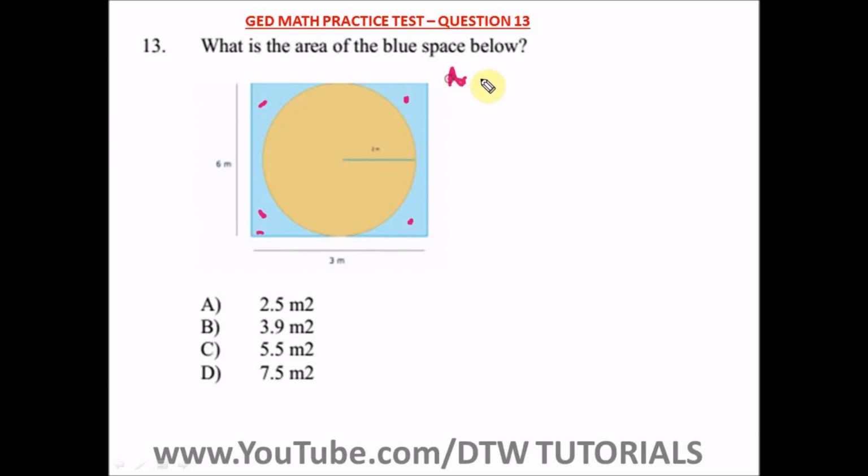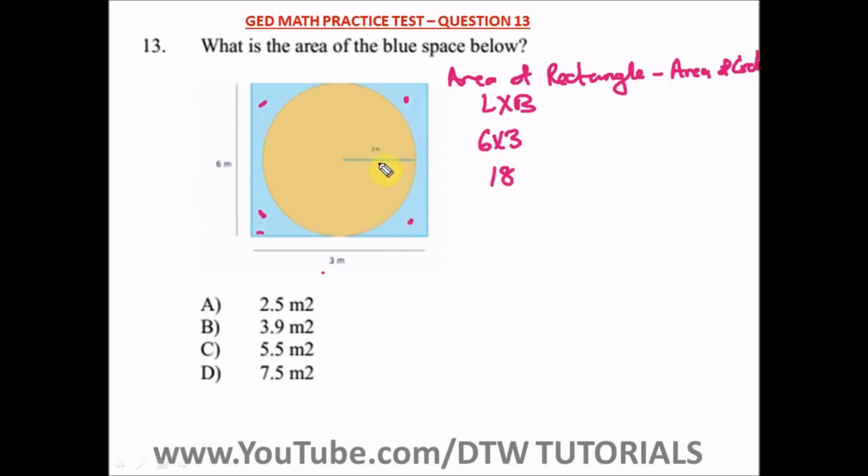So we have area of rectangle minus area of circle. What's the area of a rectangle? That is your length times breadth, and we have our length here as 6 and our breadth here as 3. So we have 6 times 3, and 6 times 3 will give us 18. Now we have a circle here, and the radius is clearly written, this is 2 meters here. All right, this is 18 meters square.